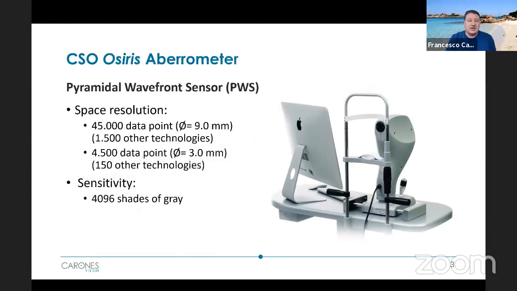I don't want to go into details as regards how the Osiris Aberrometer works, because I feel that it will take too much longer. Just want to point out that this Aberrometer has a huge spatial resolution that is not matched by any other Aberrometers. At the same time, the sensitivity is so high as to be able to pick really subtle and little changes in the wavefront. And as far as I know, no other Aberrometers are able to do the same.